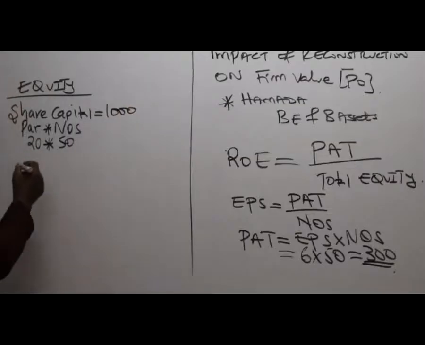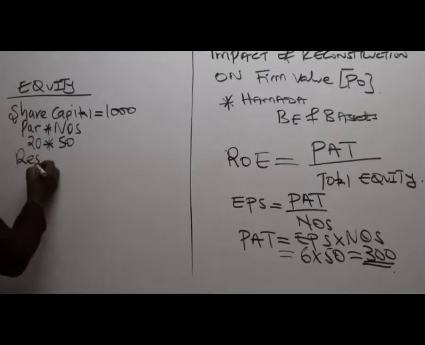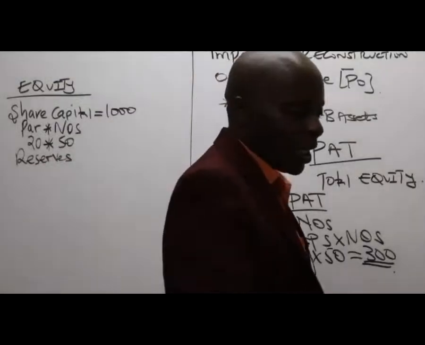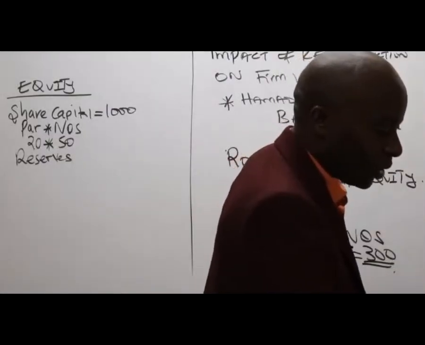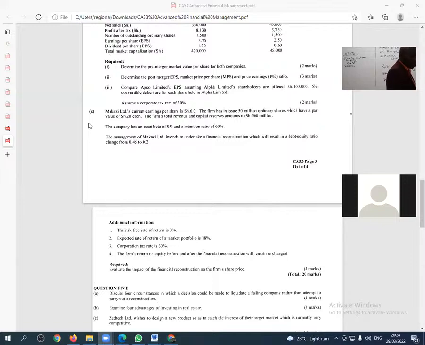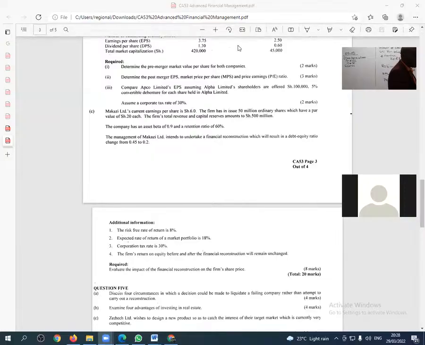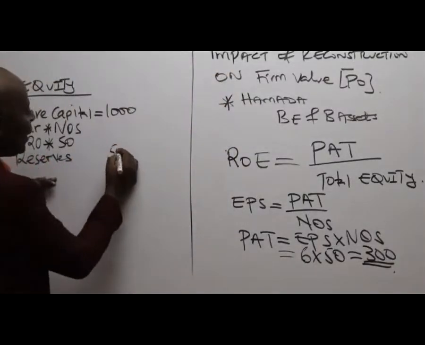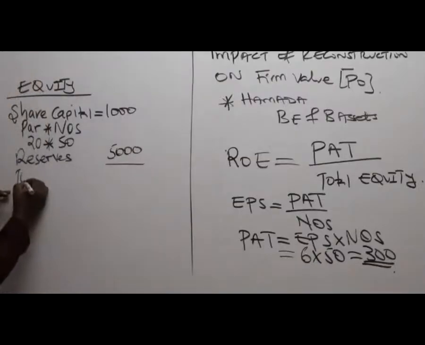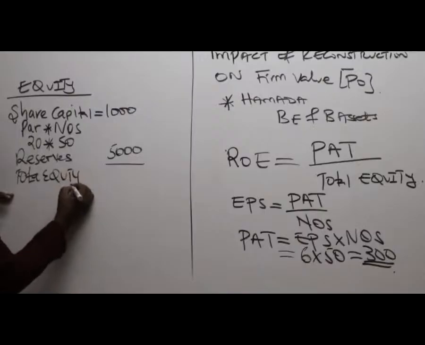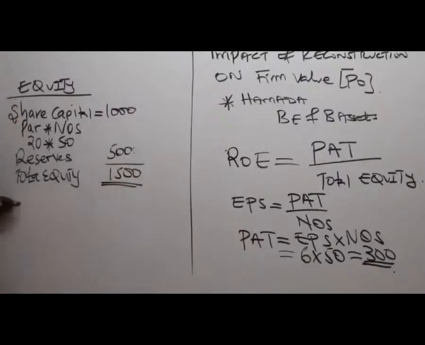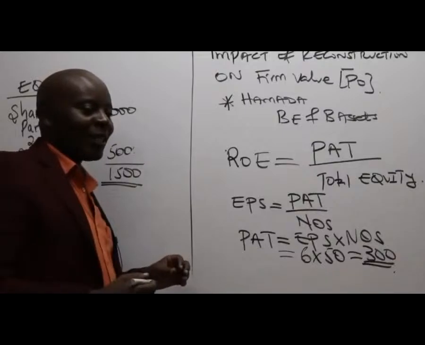Thank you very much. Remember, in the question they have given us equity reserves. The reserves belong to equity holders. They have told us that this company has reserves. If you look at this question, they are telling us the total revenue and the capital reserves amount to how much here, somebody? They amount to 500. So we have here reserves 500, meaning, ladies and gentlemen, that the total equity will be 1,000 plus 500, which is 1,500. The total equity will be 1,500.